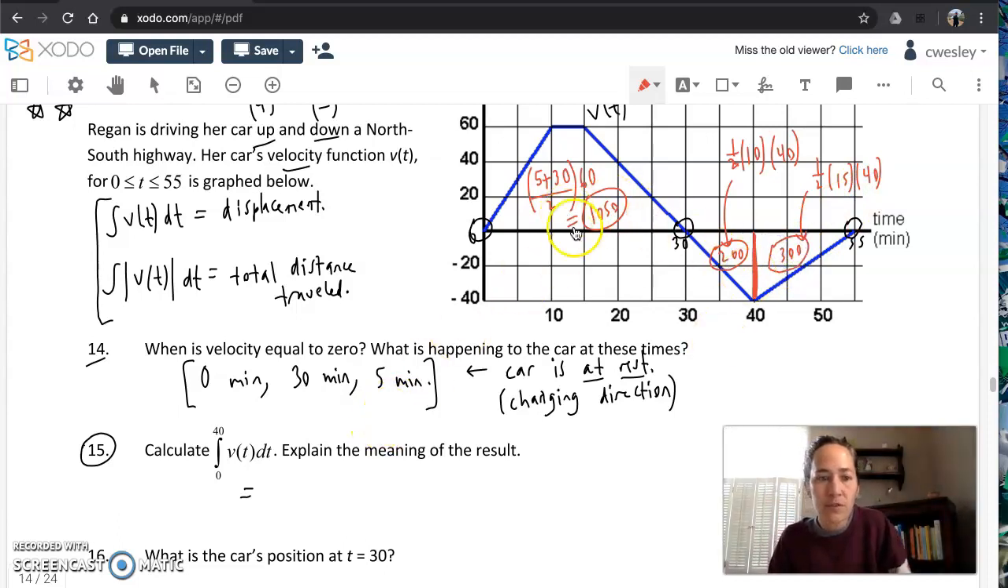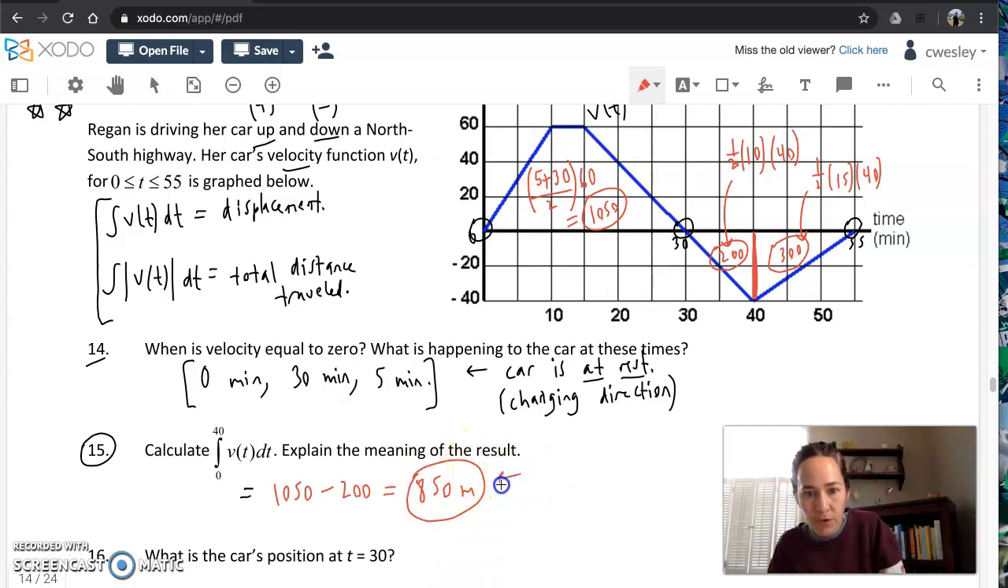Well, two of those numbers can get us the answer to 15. 1050, which is the displacement from 0 to 30 minutes, area under the curve. And then I'm going to say minus 200, since we want to count this area as being negative. Since you're traveling south, you're below the x-axis. So you could say this final answer is going to be 850, and since this is distance traveled, we'll put the units on there of meters.